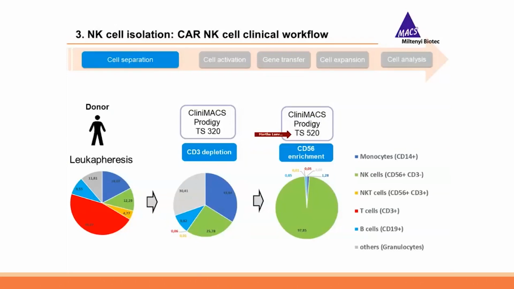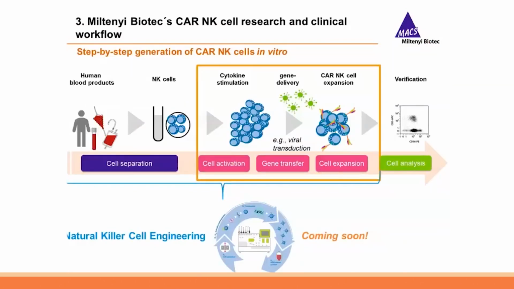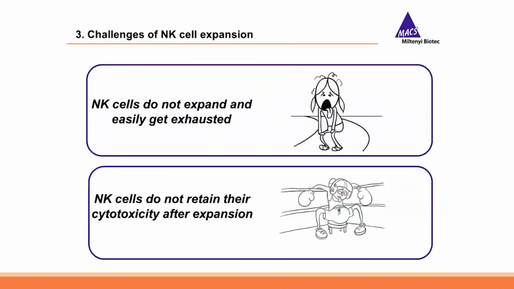So for the next step, for NK cells, we need to activate them, then deliver the gene and expand them. NK cells have been quite notorious in the field because they really don't like to proliferate. They get really exhausted when they proliferate, and normally we find that after expansion, they do not retain their cytotoxicity. So these are two main challenges that the field has had.